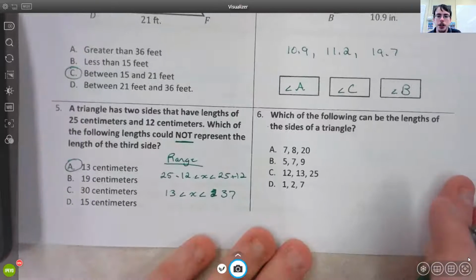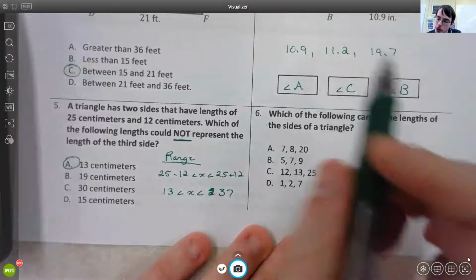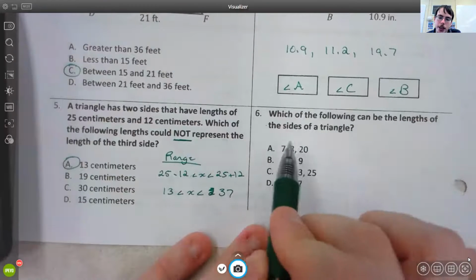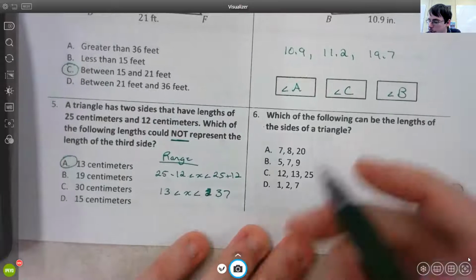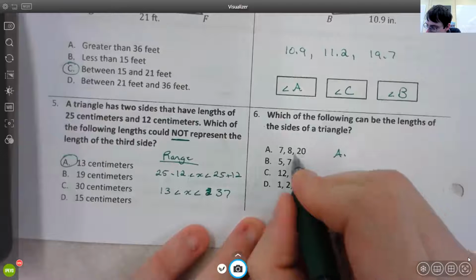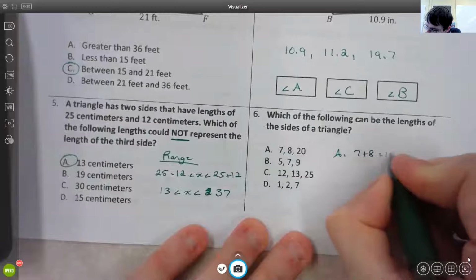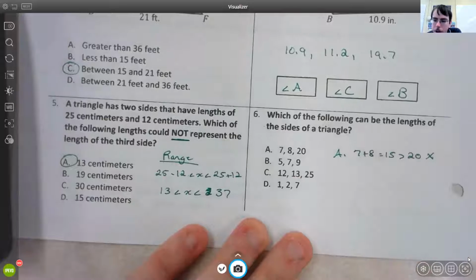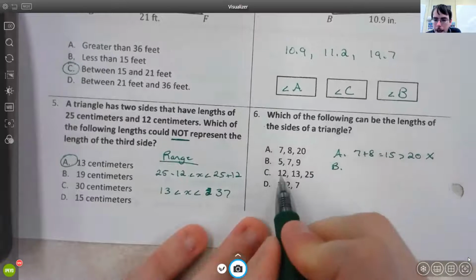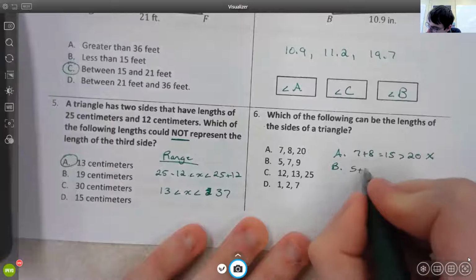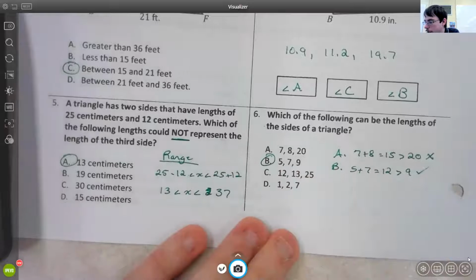Number 6, which of the following can be the lengths of the sides of a triangle? So all you're going to do is do what we did in number 1 and test each of these options and see which one gives us a yes. So we're going to take the 2 shortest sides for each answer choice and add them together, see if they're bigger than the largest. So 7 plus 8 is 15, which is not greater than 20. B, 5, 7, and 9, 5 plus 7 gives us 12, which is indeed greater than 9. So B is likely our answer.